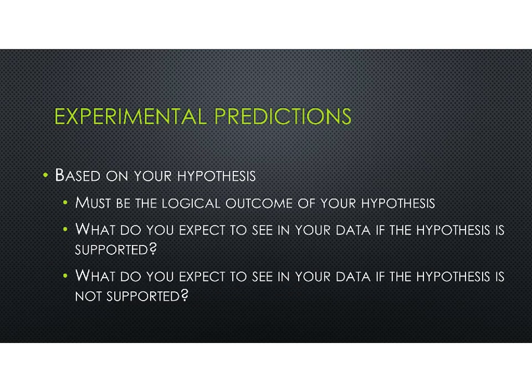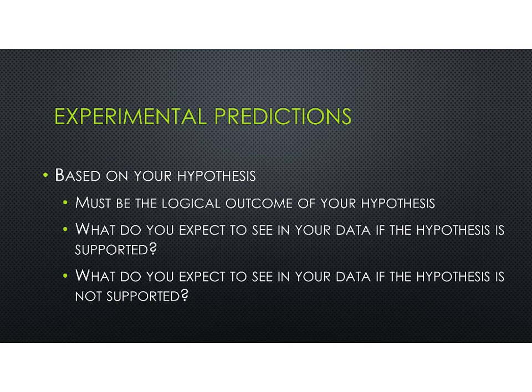Once you have your hypothesis, you design an experiment in order to test this hypothesis. And based on your hypothesis, you should be able to come up with certain predictions on how your experiment should turn out. So what do you expect to see in your data if the hypothesis is supported? What do you think you might see in your data if the hypothesis is not supported?